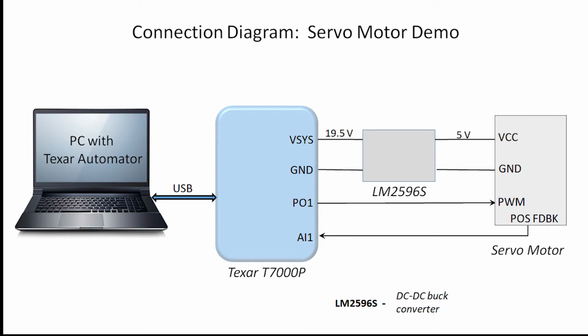The servo has a feedback voltage which is dependent on its position. This feedback line is connected to AI1 of T7000P.